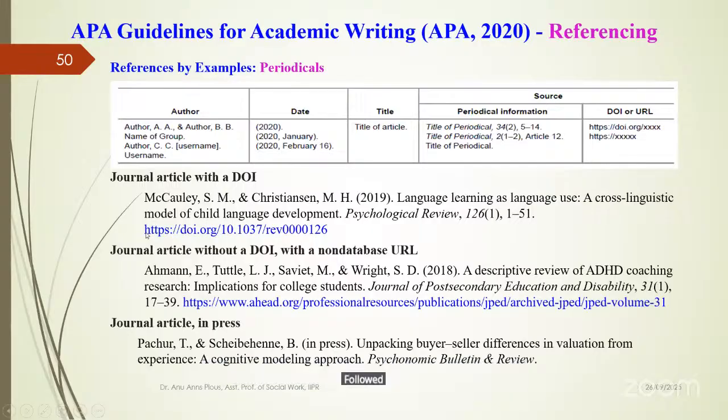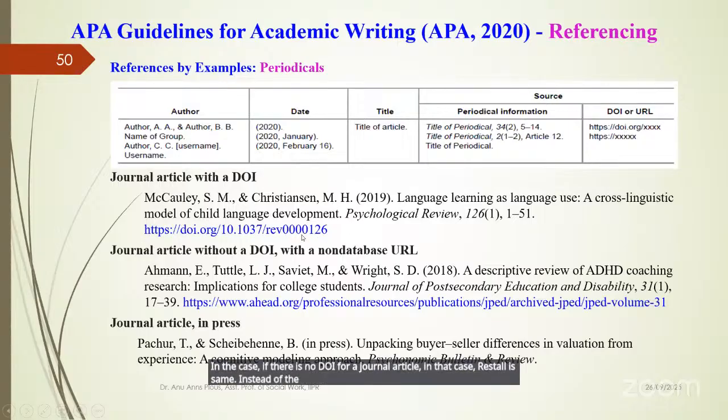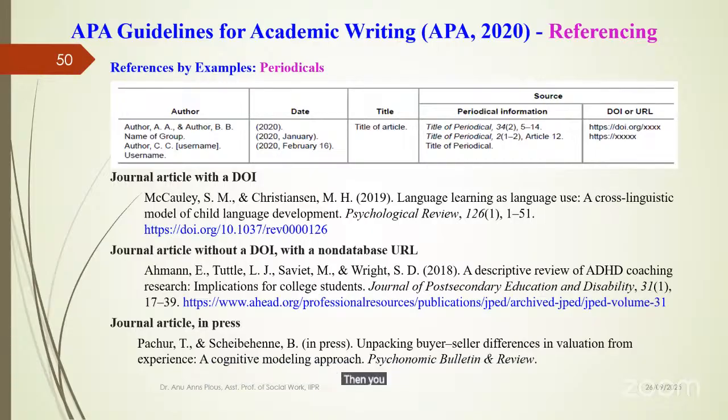Followed by, you have to give the DOI in this particular format: https dot /doi, like that, the DOI will be there. You have to give that DOI. In case there is no DOI for a journal article, the rest is all the same. Instead of the DOI, you can give the URL. So URL is not the first option. Always try to get the DOI for the journal article. If in case that article doesn't have a DOI, then you can go with the URL option.